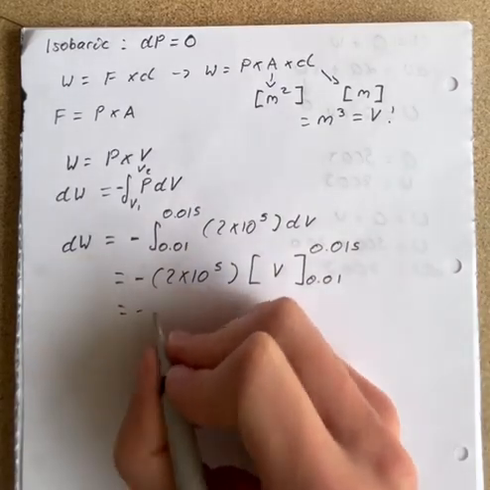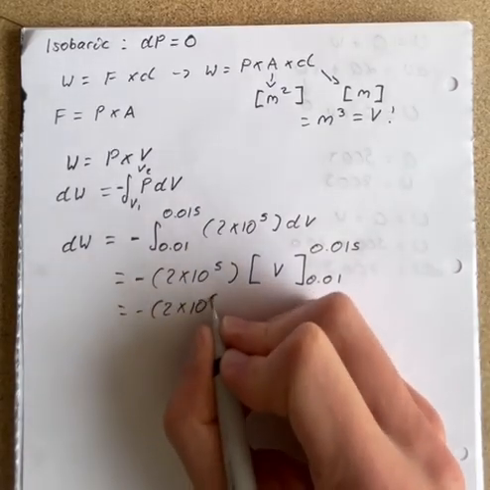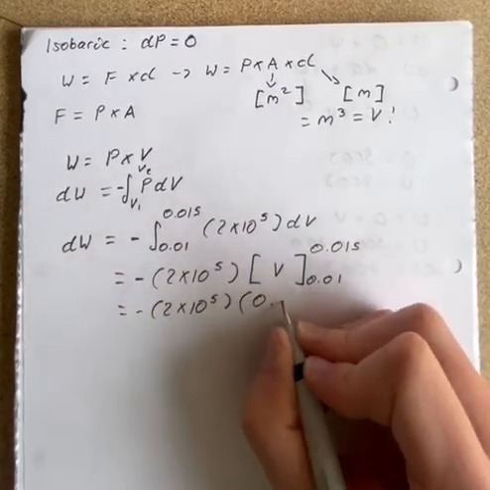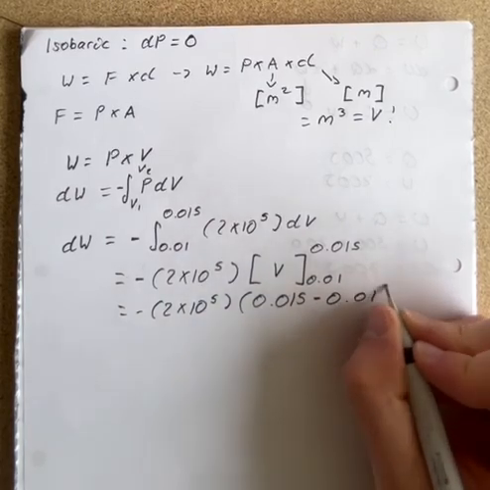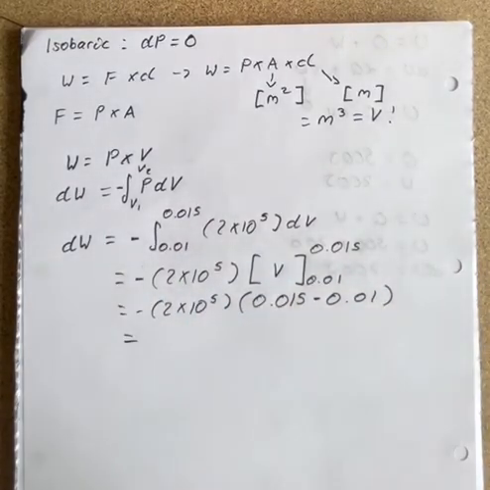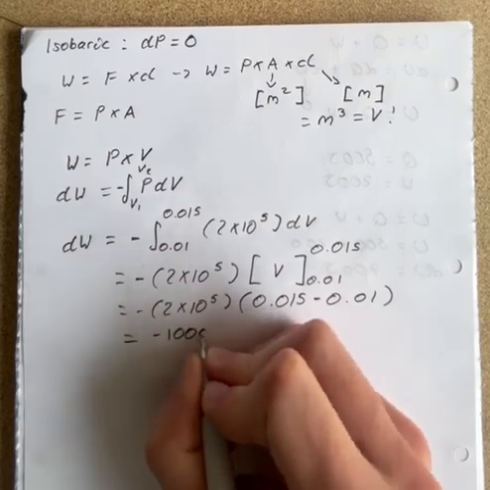Cool, so that is minus 2 times 10 to the 5, times 0.015 minus 0.01, and that gives us minus 1000 joules. Moving on to the final question, we're going to be looking at solving a full cycle on a pressure volume diagram. So let me explain what that is.